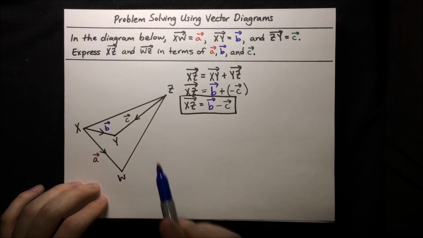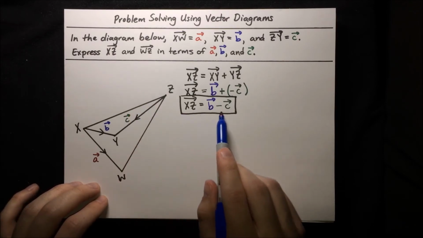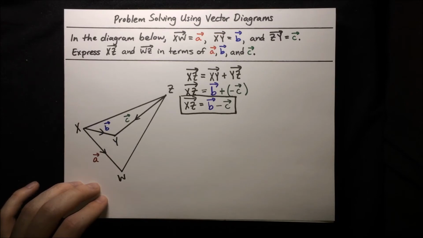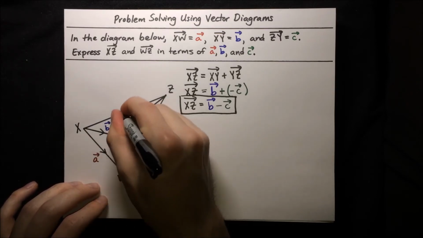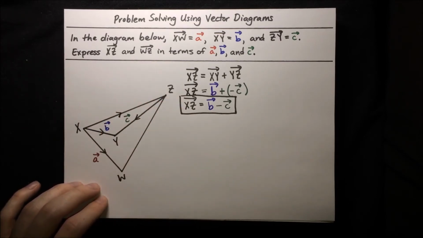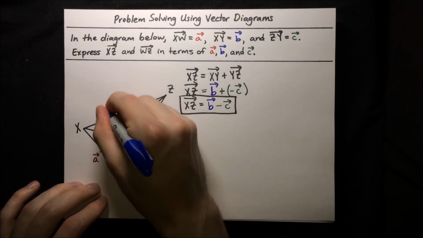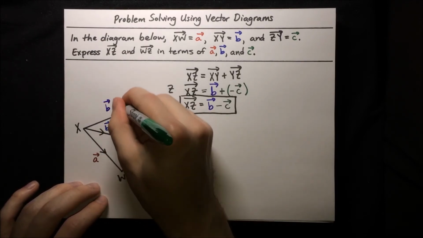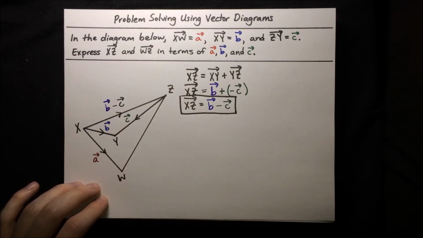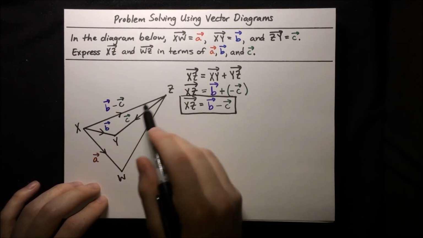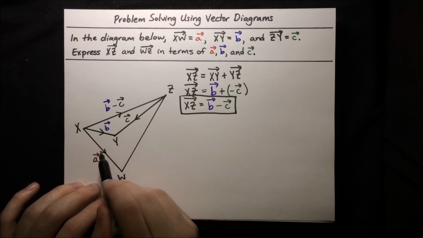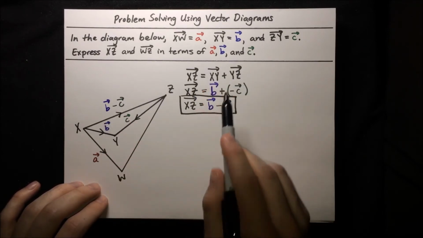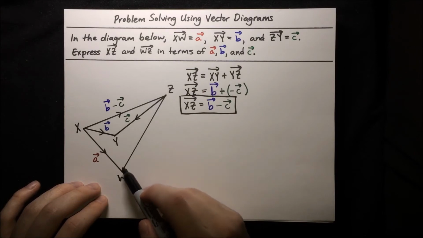Now before we solve for wz, let's go ahead and label xz in our diagram with what we know it's equal to. So xz here, let's make a little arrow for x going to z. That vector is equal to vector b minus vector c. And now it's easy to tell that in the large triangle here, we know two of the sides as they're labeled vectors in terms of a, b, and c, and we're looking for the side wz.